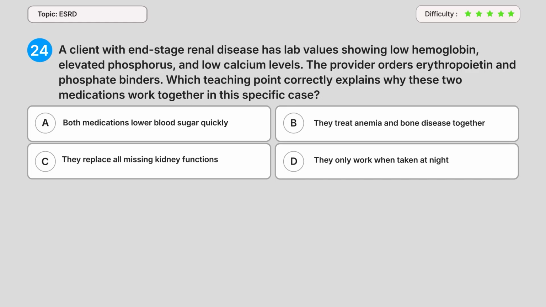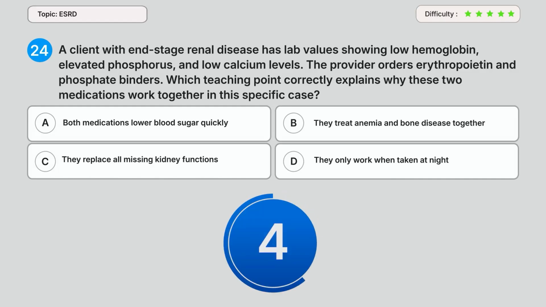A. Both medications lower blood sugar quickly. B. They treat anemia and bone disease together. C. They replace all missing kidney functions. D. They only work when taken at night. Can you guess the answer?